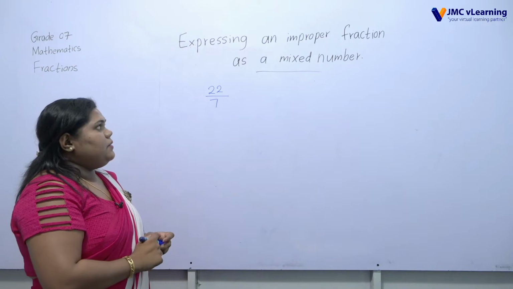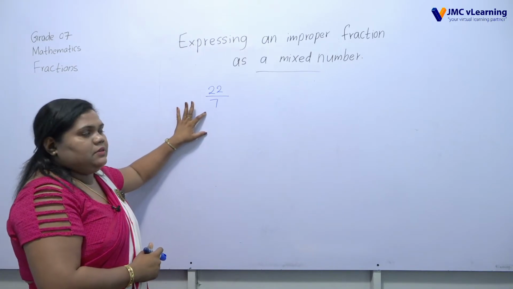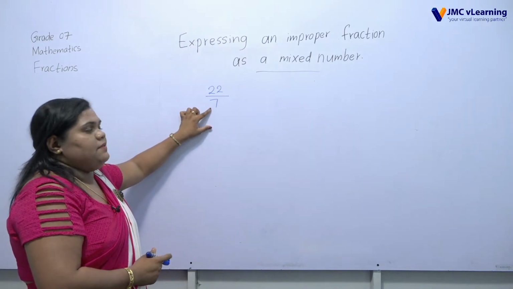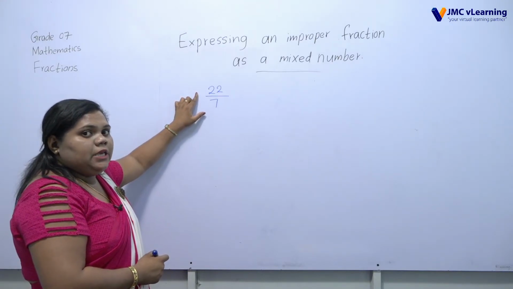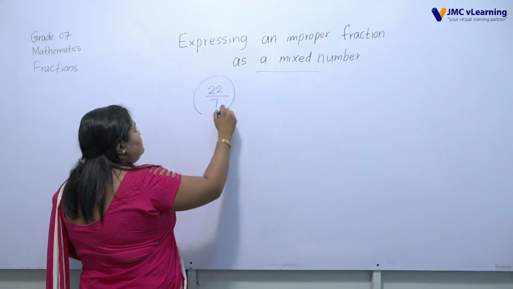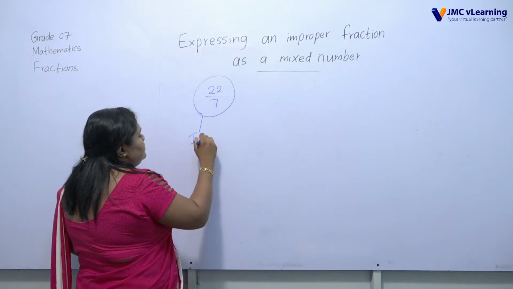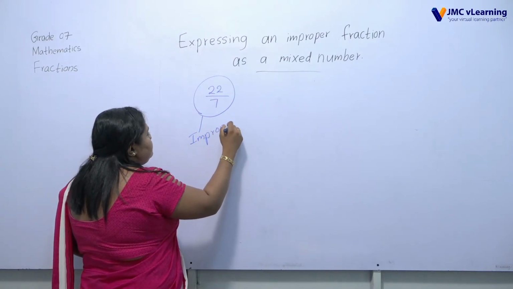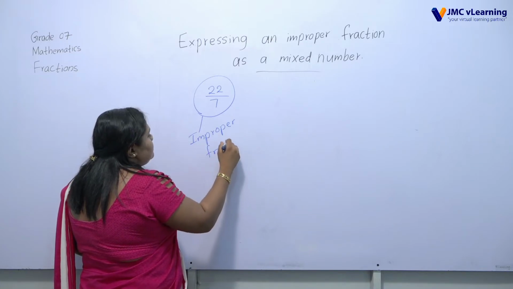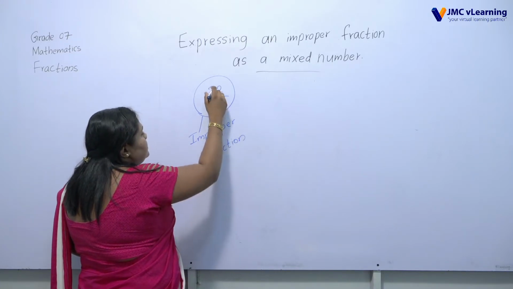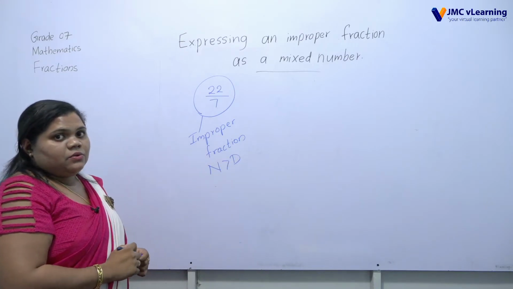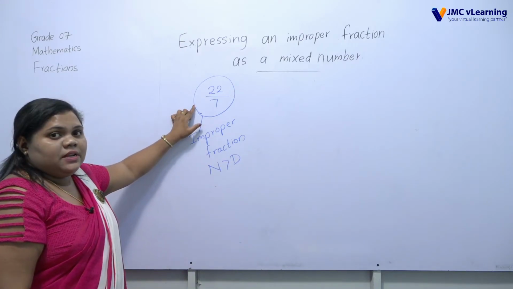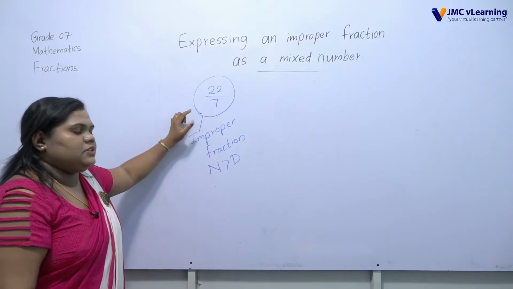Okay, 22 out of 7. Now what is this? This is an improper fraction. How can we identify that one as an improper fraction? Because this numerator is bigger than the denominator. So we can identify this one as an improper fraction.